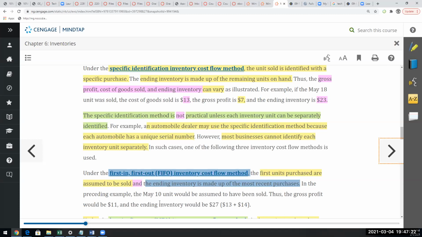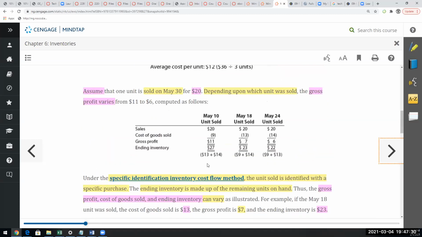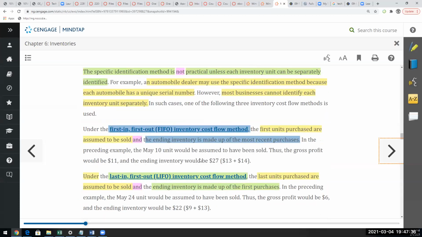So basically what we're seeing here is that in the preceding example, if we assume FIFO, the gross profit would be $11 and the ending inventory would be 27. So you can go up here and see there is first in, first out, assuming that the first one was sold first. That's what FIFO means.